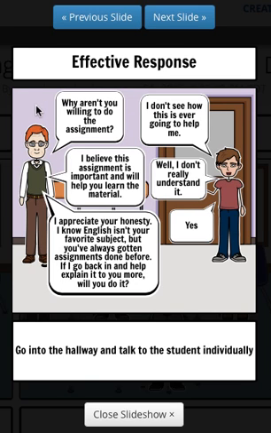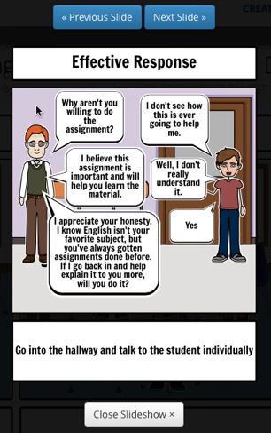And the teacher responds, "I appreciate your honesty. I know English isn't your favorite subject, but you've always gotten assignments done before. If I go back in and help explain it to you more, will you do it?" So the teacher does several things here that are good. He expresses empathy. He uses I statements again. He talks about the student's past successes, that he's done the homework before, and he offers to help the student more in order to achieve a positive outcome.